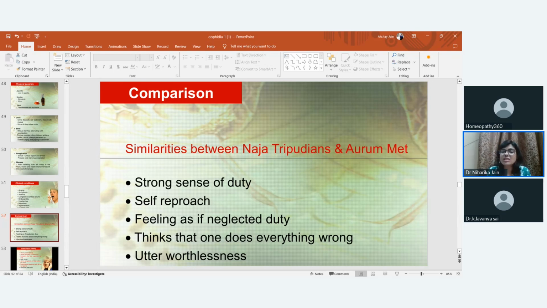Both have a strong sense of duty, self-reproach, feeling as if they have neglected duty, thinking that one does everything wrong, and utter worthlessness. So this is the point where Naja and Aurum are similar, but both belong to different kingdoms. So you should not differentiate only on this kind of point. Again and again, I am saying one word: make the whole totality, then you will decide which medicine your patient needs.